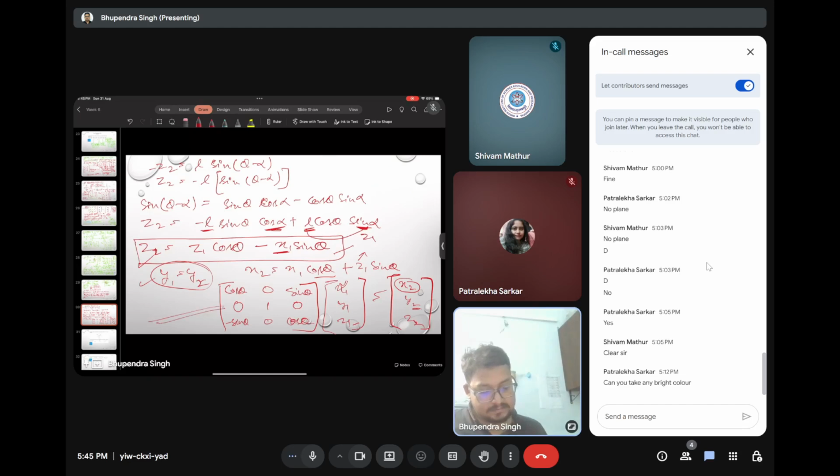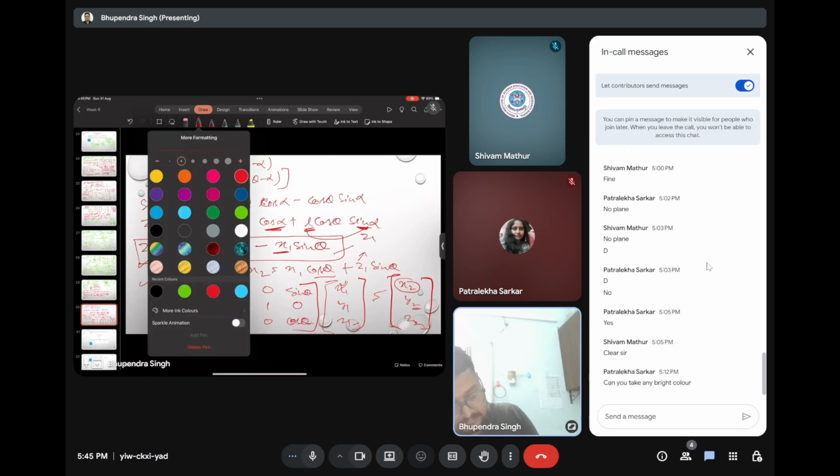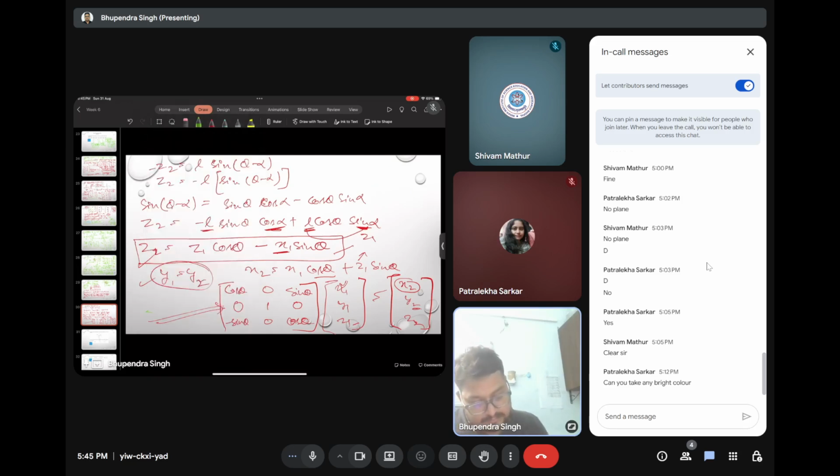So this is your transformation matrix for C2y. Okay.